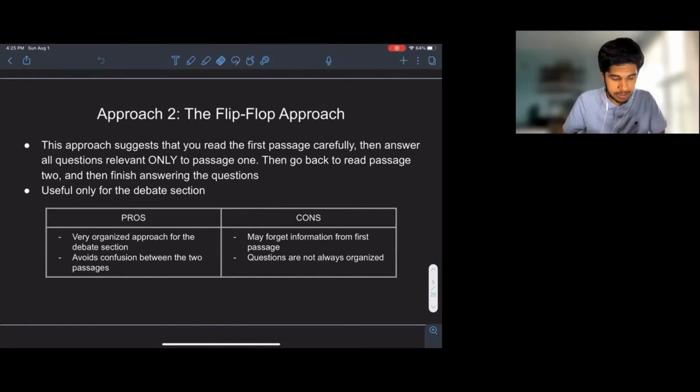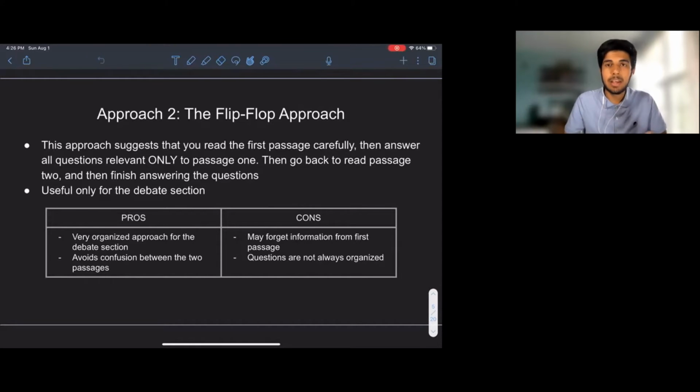The second bullet point, it avoids confusion between the 2 passages. Most of the time, the 2 passages are talking about very similar things, but the authors might have different views on it. So if you go through each passage separately, you'll be able to establish that distinction between the 2 passages. The cons, however, you might forget information from the first passage.